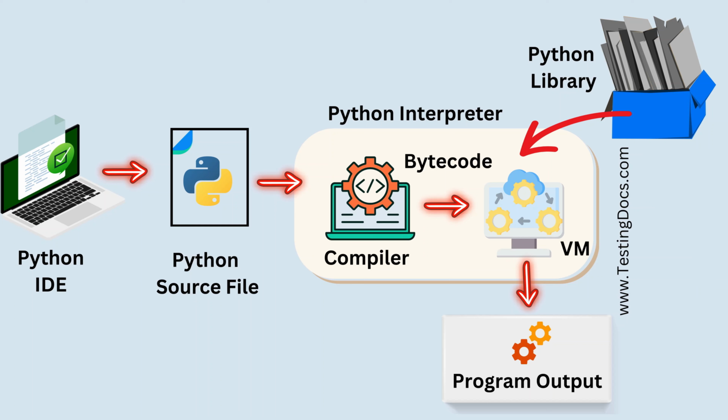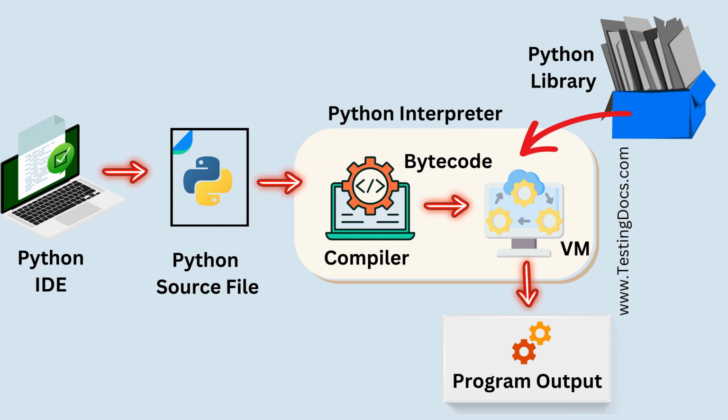Let's understand how it works so that you can write more efficient Python code. When you run a Python script, the Python compiler translates the high-level Python code into bytecode. This bytecode is platform-independent and stored in .pyc files.